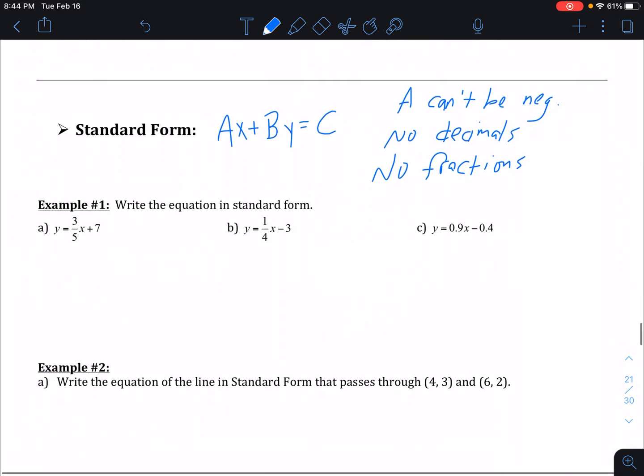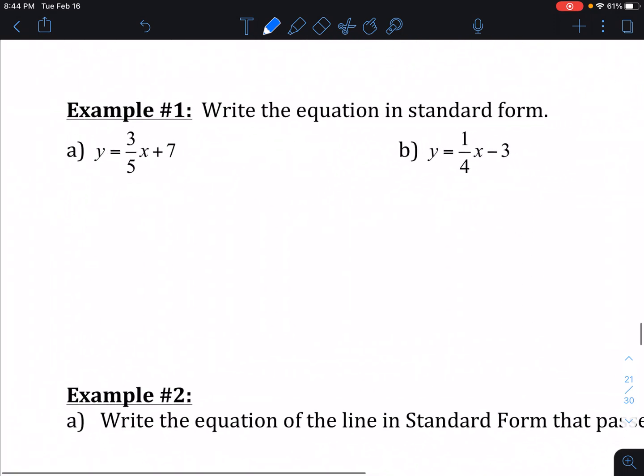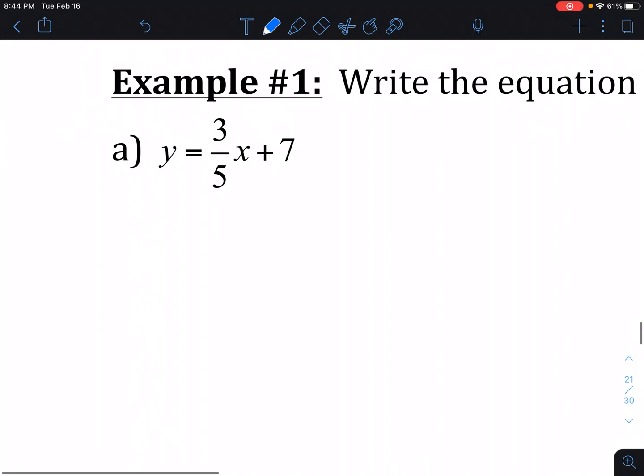So in the following examples, I'm going to teach you how to take these equations, which are actually in slope-intercept form, and convert them into standard form. Okay, so example 1, I want to put this in standard form. Look at that 3/5 x term on the right side. That's not okay on the right side of the equal sign. I need to move it to the left. I can easily move it to the left by subtracting 3/5 x.